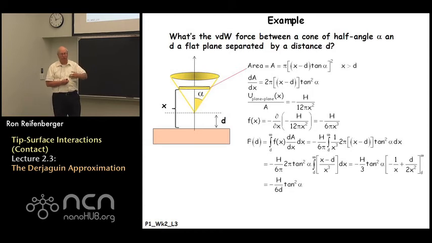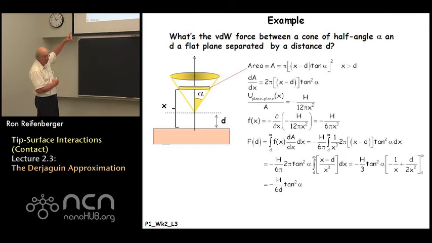I just worked through an example to illustrate this case, just to show you why it might be useful and give you a sense of how it could be used. So in this case, I've got a cone of half angle alpha. I've got that positioned at a distance d above a flat plane. I have to calculate the area of a small slab, and I have to calculate that area as a function of x, the separation of that slab from the flat plane. Once I know that the area is a function of x, I can take its derivative. I can use the Derjaguin approximation as I indicate. You have to sit down and work through the algebra yourself to understand it.